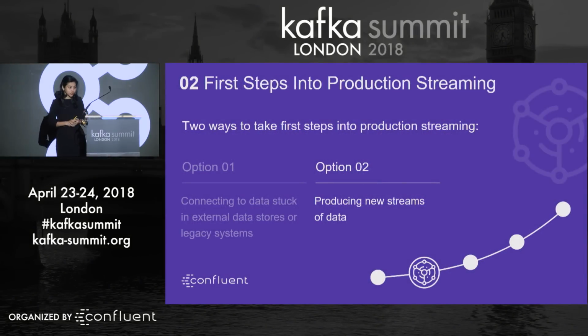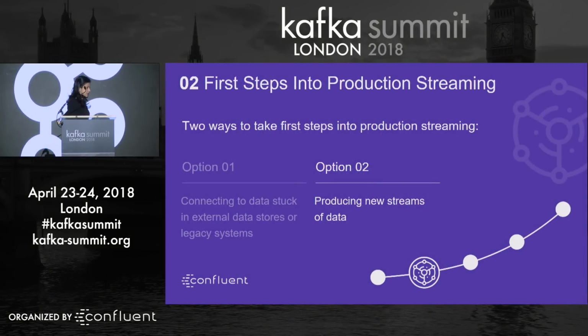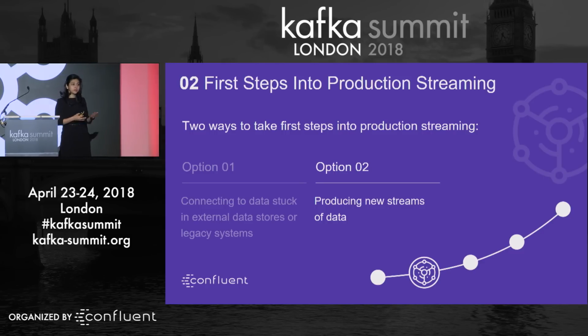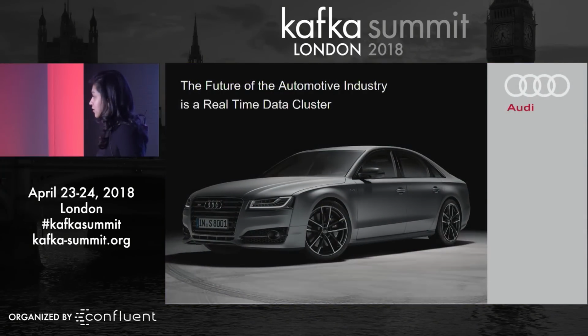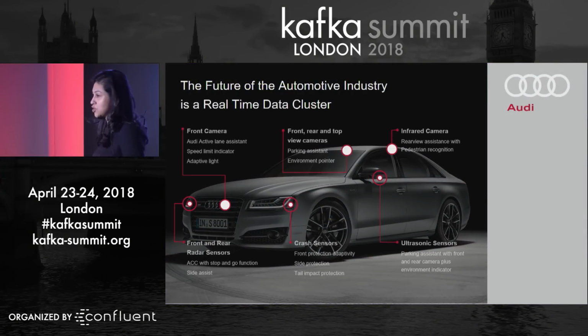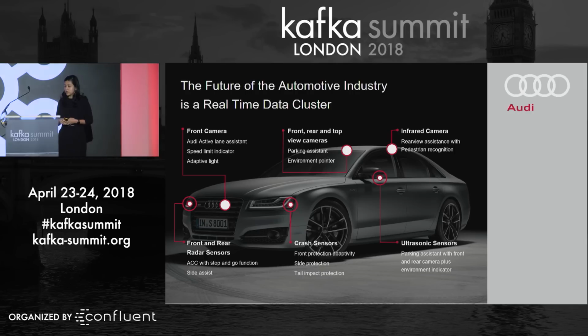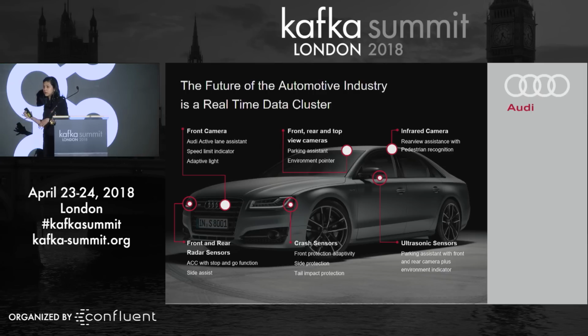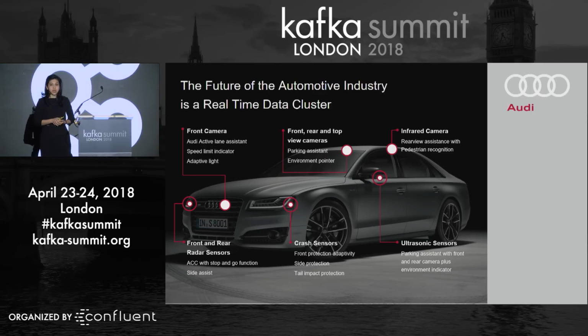So the second option for taking your very first steps into production is producing new streams of events that were previously non-existent or maybe even not possible. The most exciting example that I want to share here of an organization that's doing this is Audi and their connected car initiative. Their vision is to collect event data from the 850 sensors that will live in a car's onboard processor and then pull it into a streaming platform.